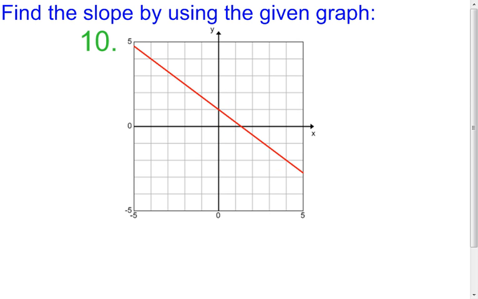And then lastly, this has negative slope as well. Find 2 points where you know they go through. So let's say this one right here and this one right here. And I would go down 1, 2, 3. So because I went down, it's negative. And to the right, 1, 2, 3, 4. -3/4.